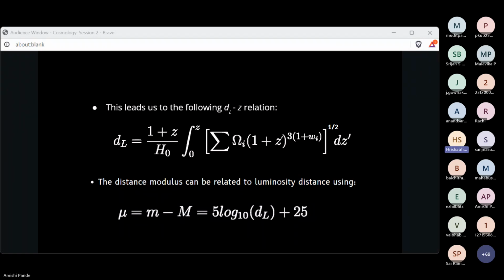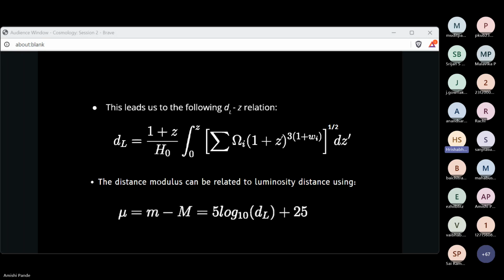Our input is the magnitudes that we have, and the luminosity distance, and then we relate that to this equation that you see here. All the omega i's are clear, I hope. The z's are clear, and the w's are clear here.